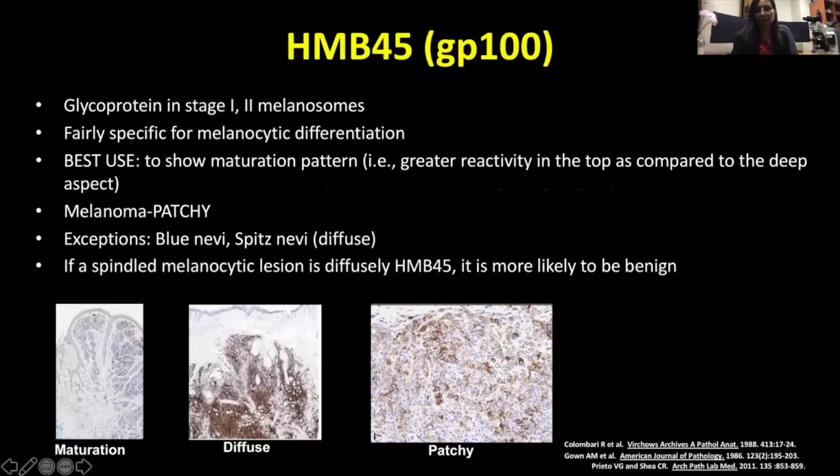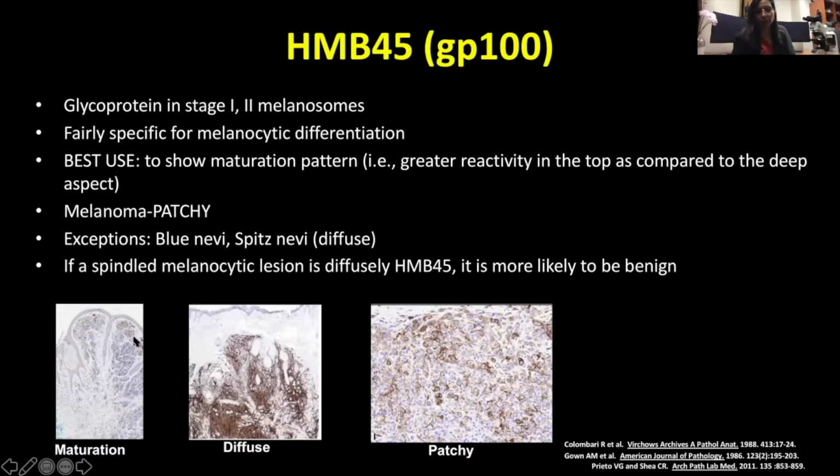So as I mentioned before, histologically, we can appreciate the maturation pattern. Also, HMB45 highlights the maturation pattern if there is any. That means greater reactivity at the top compared to the deep aspect. If this is a nevus, it has a good maturation pattern. If this is melanoma, it can show patchy staining, as you see here, or it can show diffuse staining.